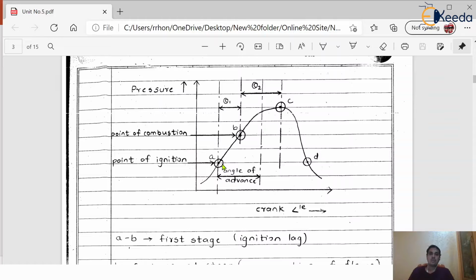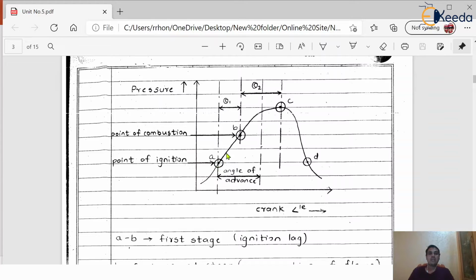But in actual practice, in the actual working of the engine, though the spark plug provides the spark at point A and ignition takes place, there will not be any kind of combustion yet. There will be some time lag, and that time lag is nothing but called the ignition lag. At the end of the compression stroke, the spark plug provides the spark, but the mixture will not immediately start to burn. It takes some time to burn. That time is called the ignition lag.